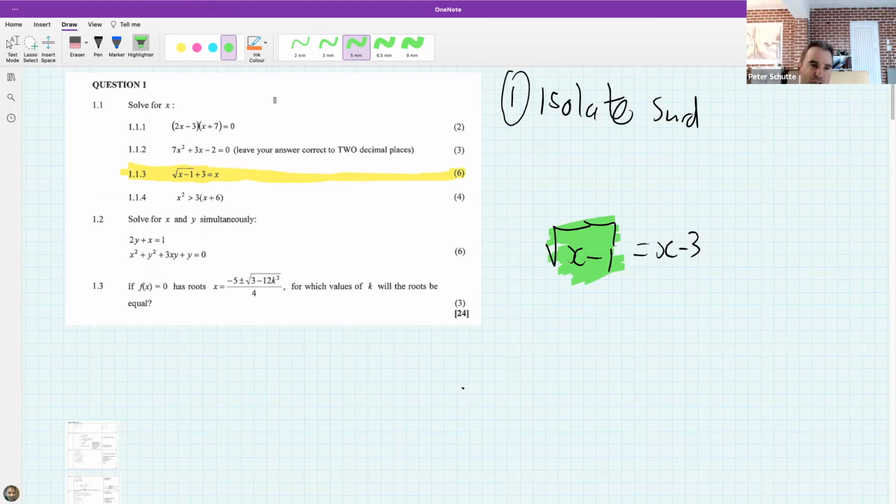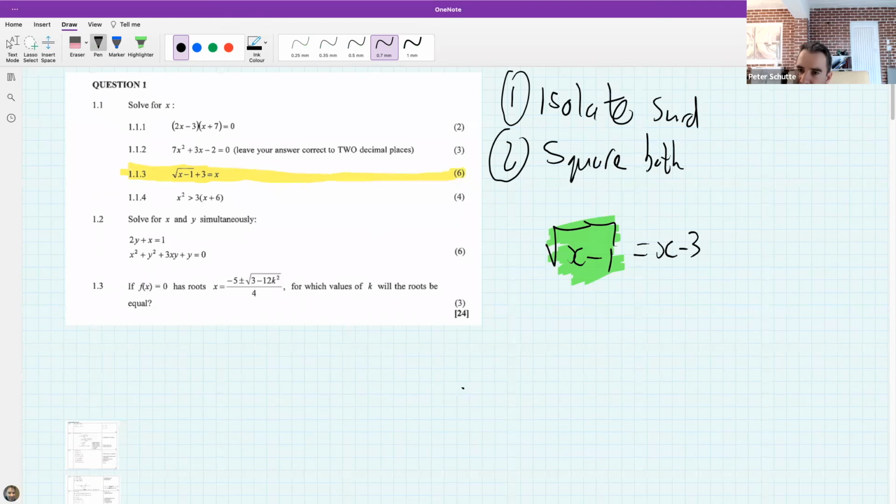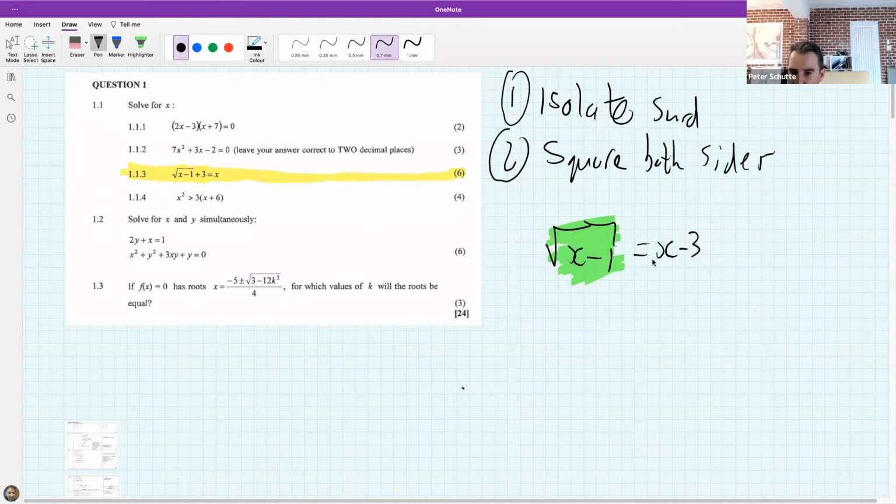Owami, yes, you square both sides. And why do we square both sides? Well, if we square both sides, what that's going to do is get rid of the square root, which is causing us all this trouble. Okay, so that is why we square both sides.